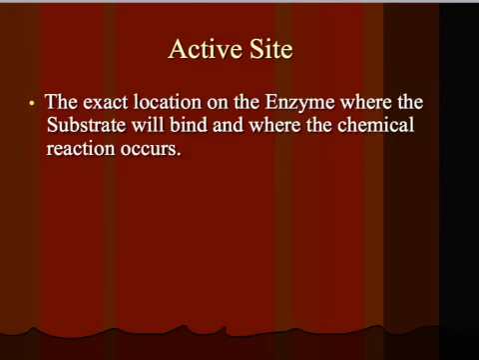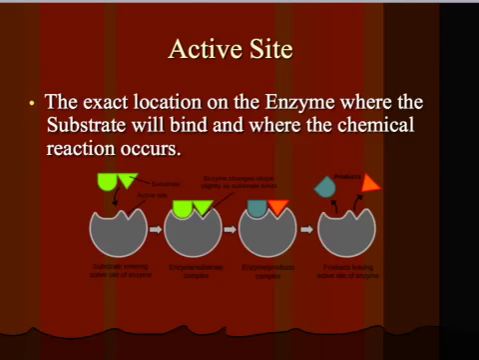Now an active site is the exact location where the enzyme will connect with the substrate to cause the chemical reaction. Here is a good diagram that will try to explain this a little better. As you can see right here, this is your substrate. This gray matter is the enzyme. And right here, where they're actually touching and connecting, is called the active site. As you notice, they fit together like a puzzle piece. This is what's called the lock and key mechanism.